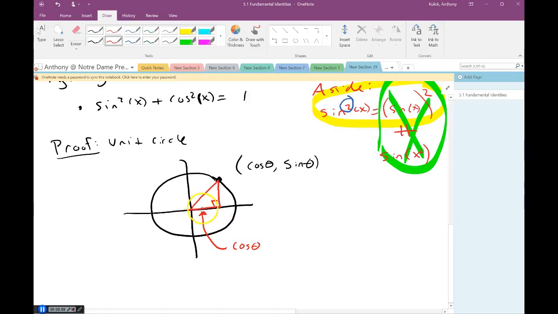Because we've gone cosine theta over. And then to go up, how far have we gone? Sine theta, right? And the hypotenuse of this triangle, now here comes the question you guys have all been trying to answer already, is 1. Why is that 1? That's a radius of a unit circle. Everybody okay? So since it's a right triangle, what can we use? Yeah, the Pythagorean theorem.